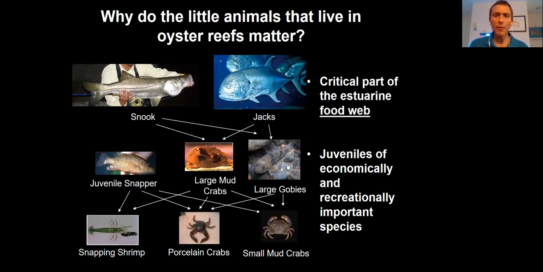Now, the other thing that we've sort of danced around a little bit is the importance of oysters and the animals that live on oyster reefs when we think about food webs.